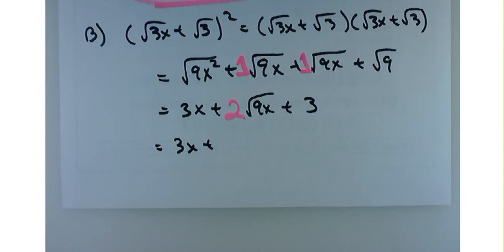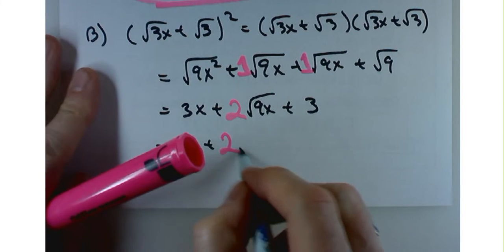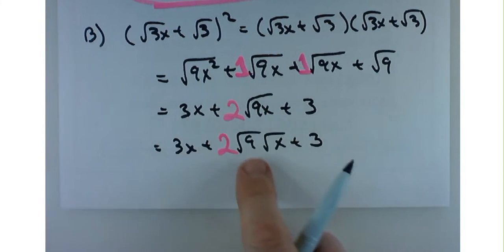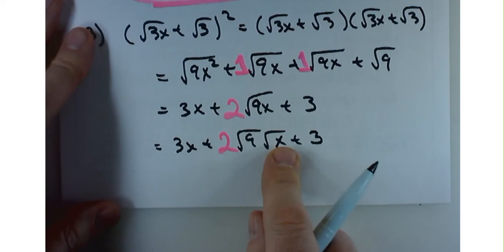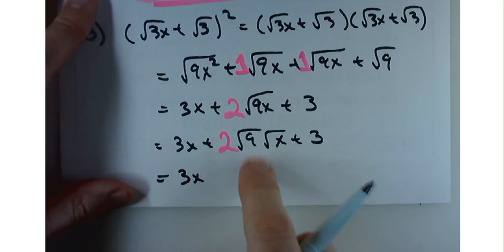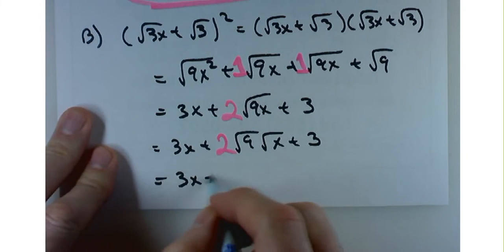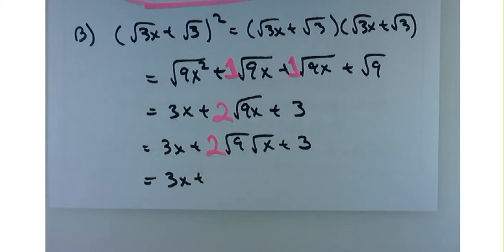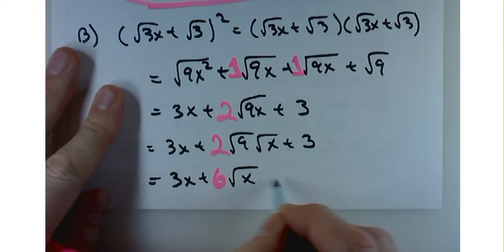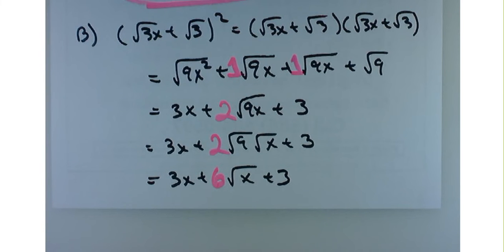You can take the square root of the 9. Yeah, you can take the square root of 9. Perfect. Thank you. So square root of 9 and then square root of x. Square root of 9 will simplify. Square root of x just stays there. What's the square root of 9? 3. 3 times 2 is 6. 6 times the square root of x plus 3. And that is your final answer on that one.